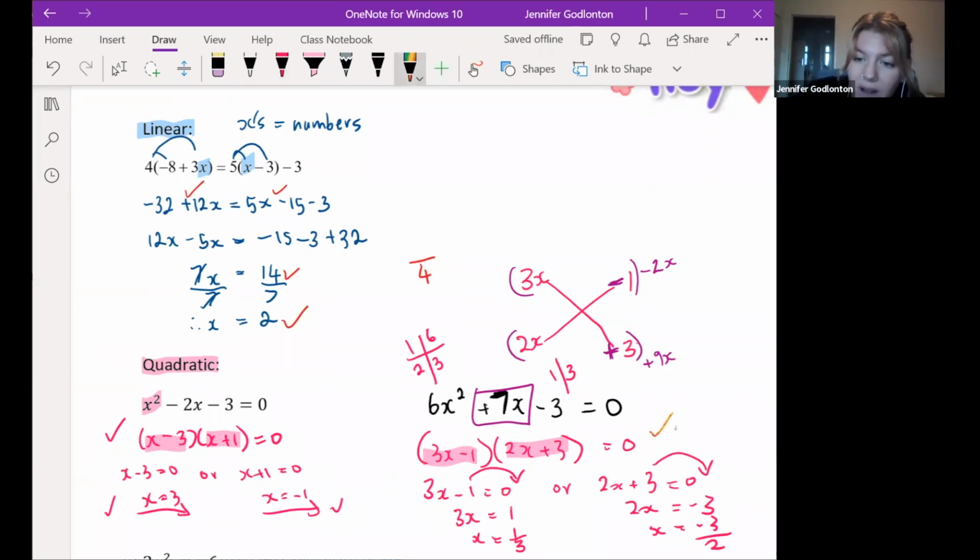Okay, marks for this question. You would get 2 marks for factorizing that correctly. And then you would get a mark for each of those answers. So we're looking at 4 marks here.